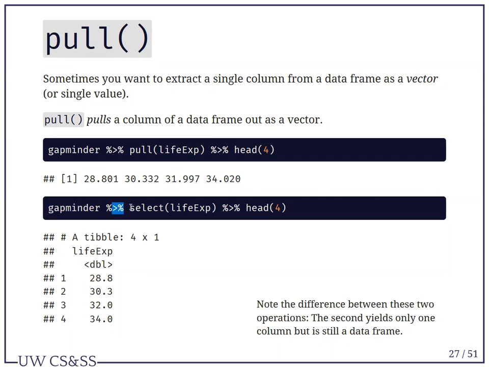Whereas if we said gapminder and then select life expectancy and give me the first 4 rows, it'll keep the data frame formatting of it. So I often use pull when I want to put an inline piece of information in my markdown. Like if I want to just give me this one column, I'm going to take the mean of it. And then my sentence is, this is the mean of such and such column. That's often when I would use pull. You'll note that if you tried to use mean after a select call, it would yell at you.